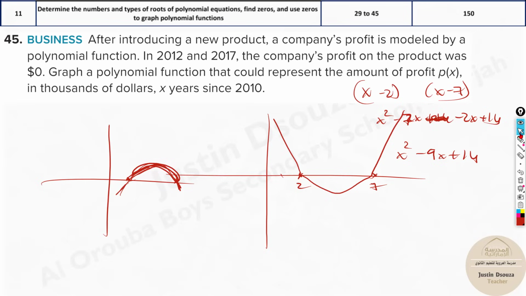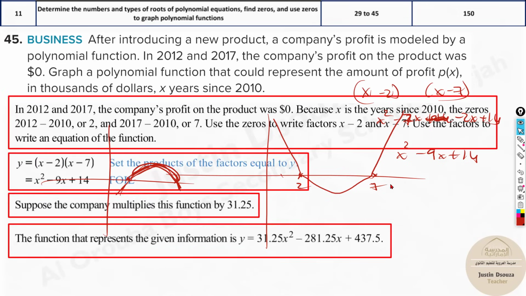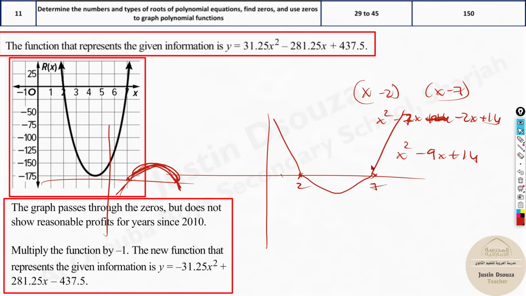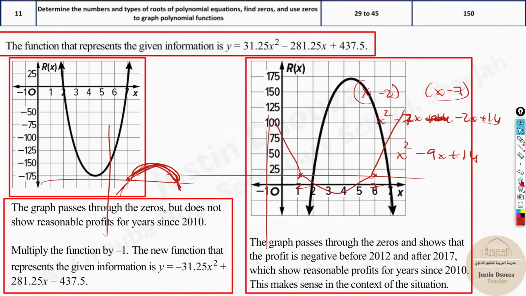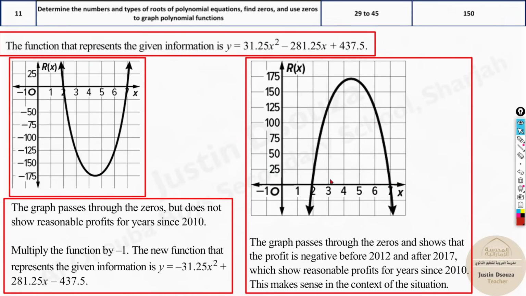So that would be a more reasonable answer, because see, now after introducing a new product, usually the company's profit will go higher, rather than loss. So this is the more accurate graph, you can say. It will be opening downwards. What you can do is you can just multiply by the function minus 1. Now here you can multiply by anything like 31.25, it's fine.